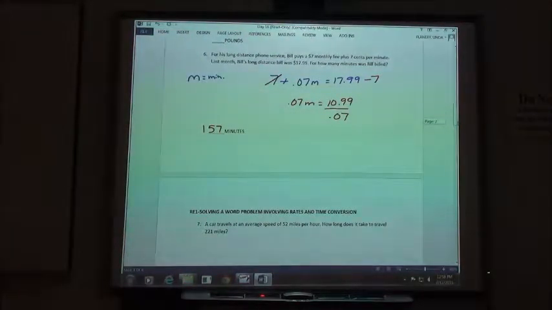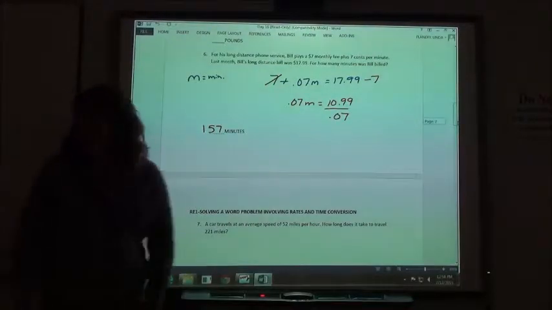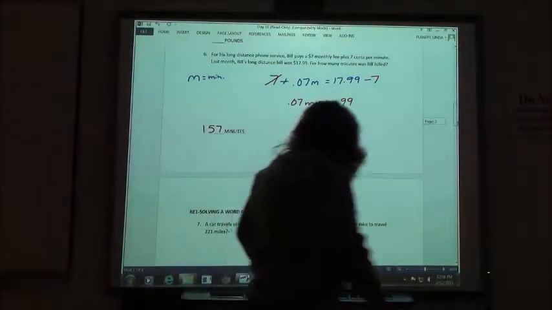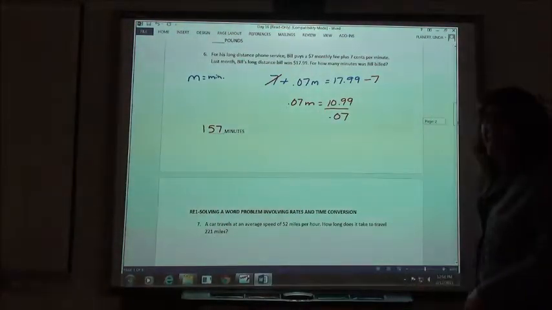That's a lot of minutes on the phone. I guess that was for a whole month. Not for my phone. It'd be for my phone that I don't even carry with me. It's in my coat pocket most of the time.